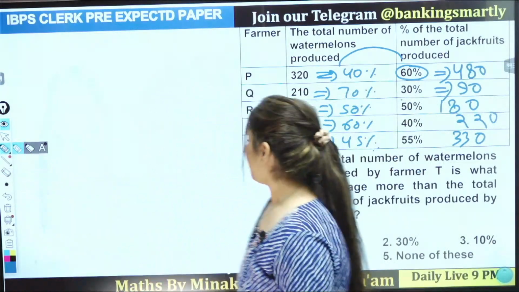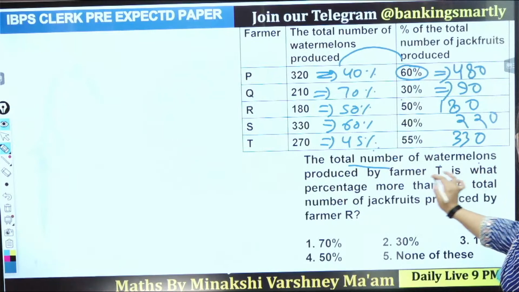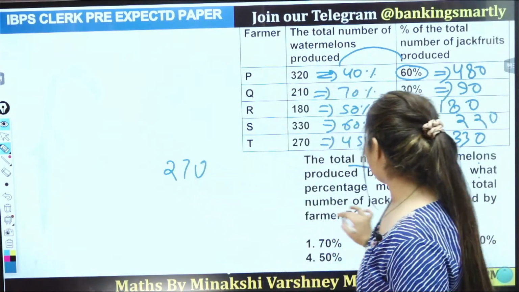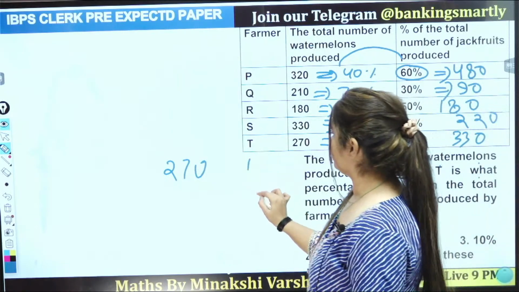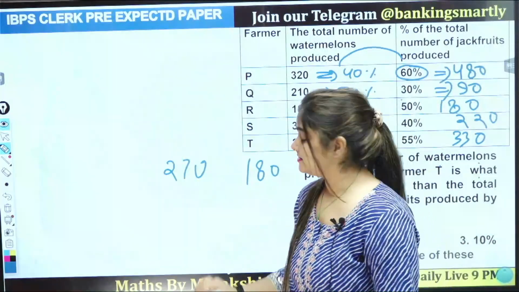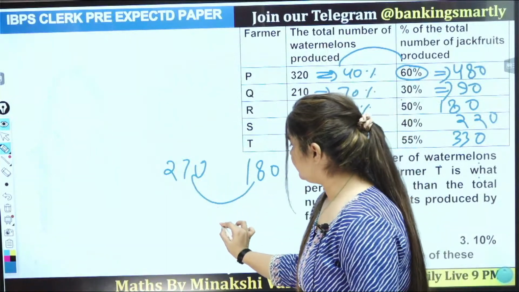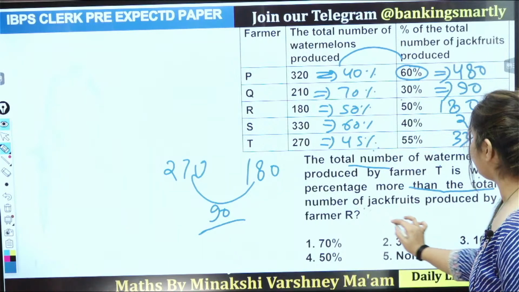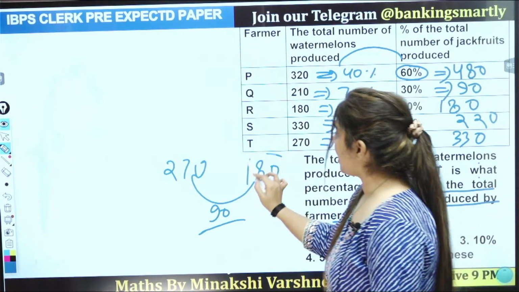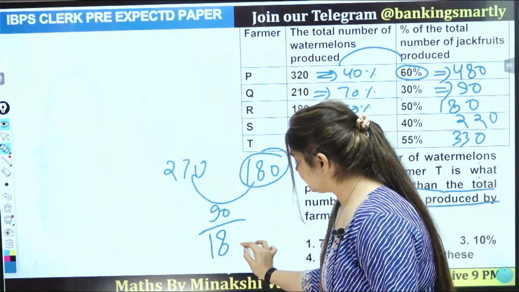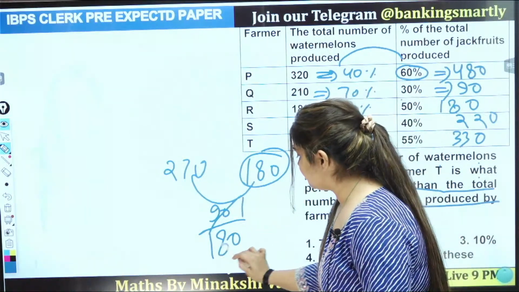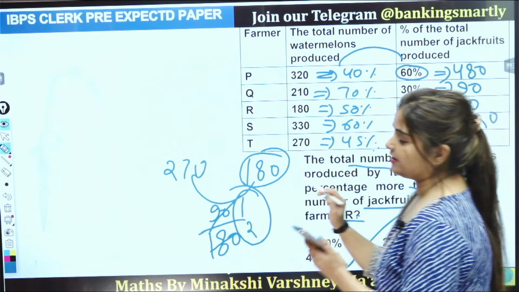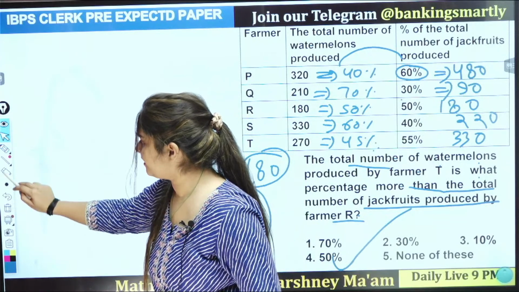So how to do this question? The total number of watermelon produced by T is 270, and the jackfruit produced by R is 180. How much percent more or less? That means how much more: 90. And the comparison is with the total number of jackfruit, that means with R's value, so we take it in the denominator. 9 ones are 9, 9 twos are 18, so the fraction is 1 by 2, that is 50%. You can go with the options also. Clear?